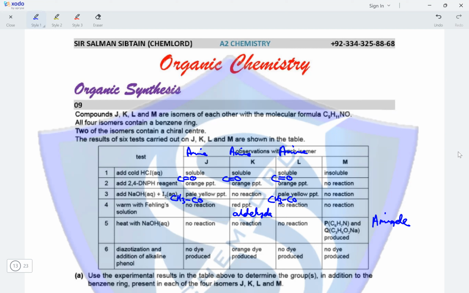Next is diazotization and addition of alkaline phenol. So this would result in production of a dye if this was phenylamine. So with J no dye produced, with K orange dye produced. So this is phenylamine. No dye produced with L and M. So they are not phenylamines. So they've asked, use the experimental results in the table above to determine the groups in addition to the benzene ring present in each of the four isomers J, K, L, and M.